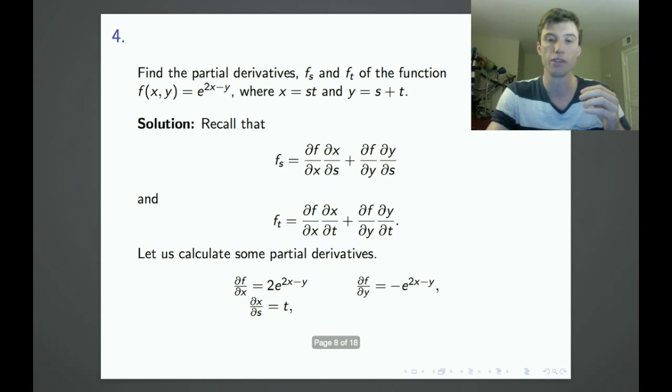The partial derivative of st, where we treat s as a variable and t as a constant, that is, we're differentiating this expression with respect to s, is just t. And if we differentiate it with respect to t and treat s as a constant, we get just s. Now if we differentiate y with respect to s, treating t as a constant, we get 1. And if we differentiate y with respect to t, treating s as a constant, we again get 1.